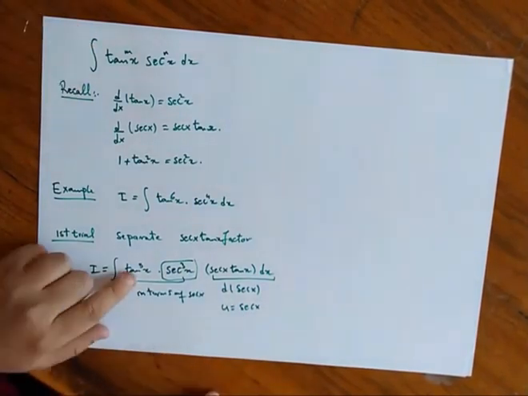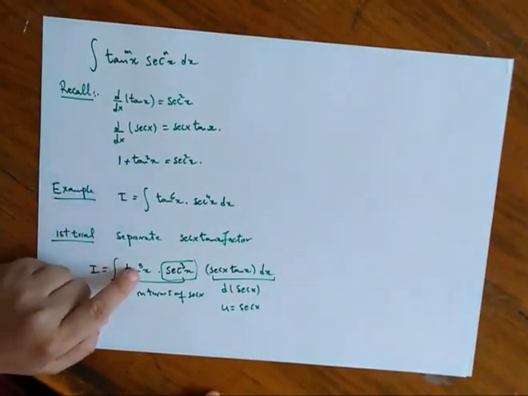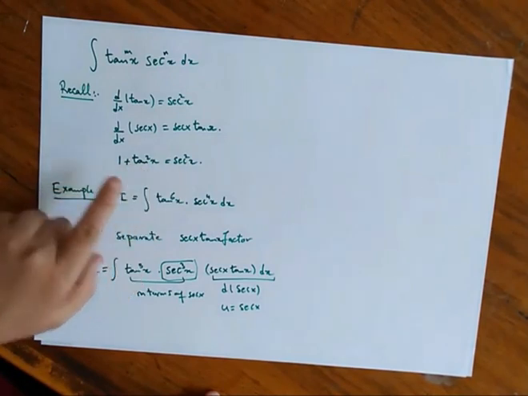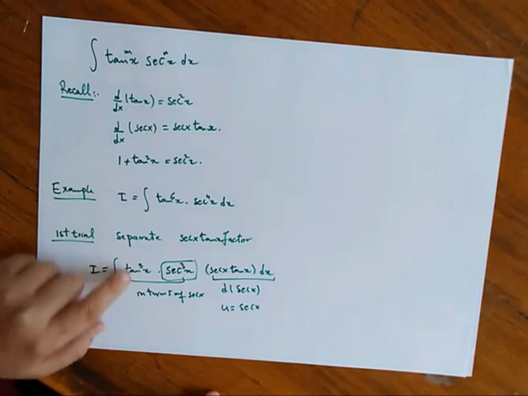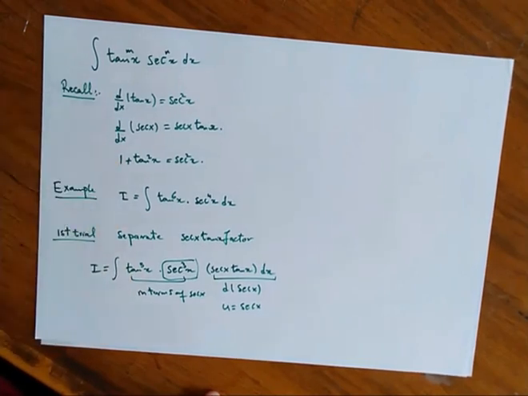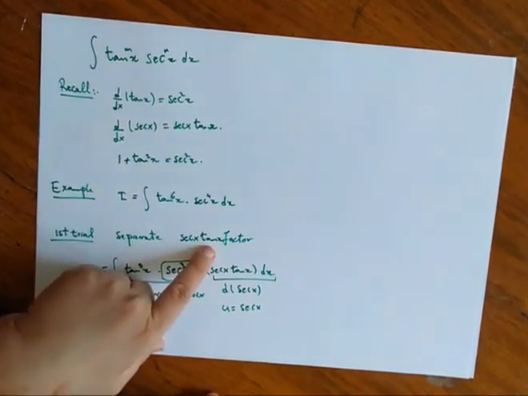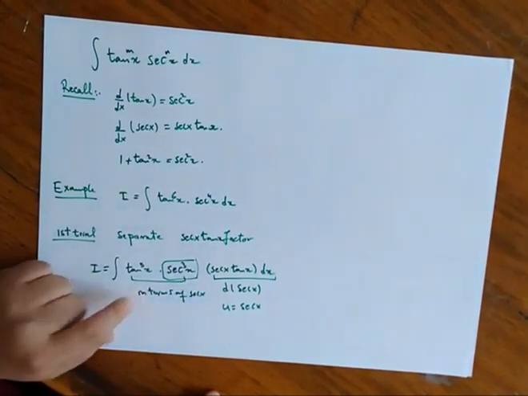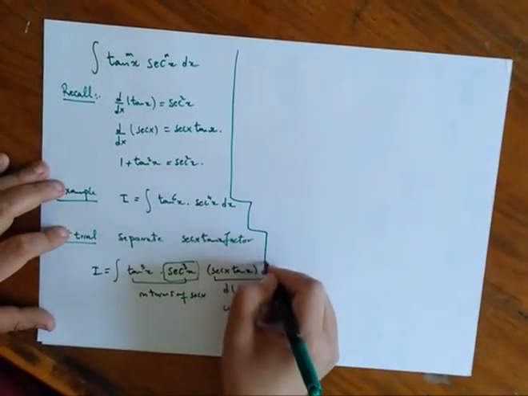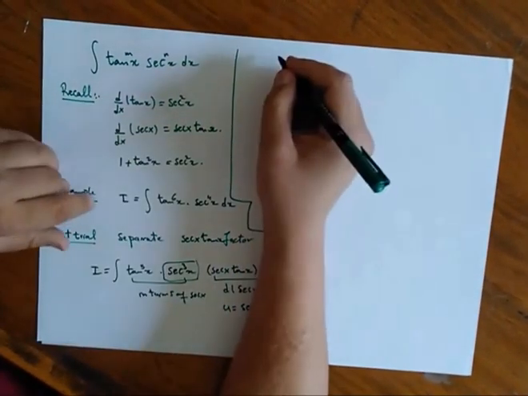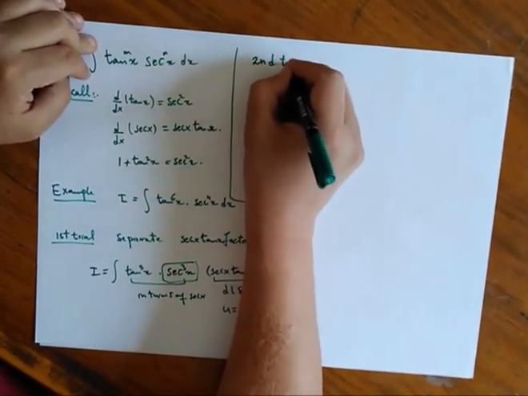If you wish to use this one, you have to have an even power of the tan. The tan squared here is secant squared minus 1. Since this power is odd, we are stuck here and we cannot use this relation. So if we separate sec x tan x, we cannot proceed. This is our first trial, and it doesn't give us the solution. So let's see another trial, the second trial.